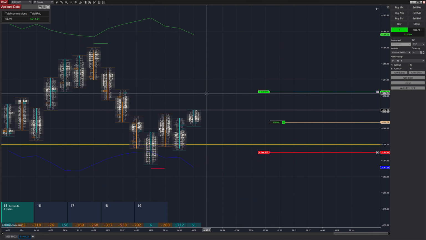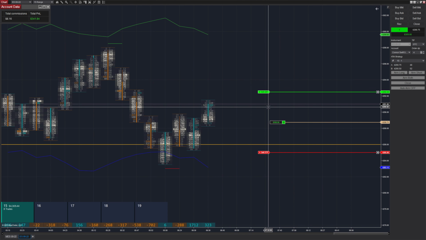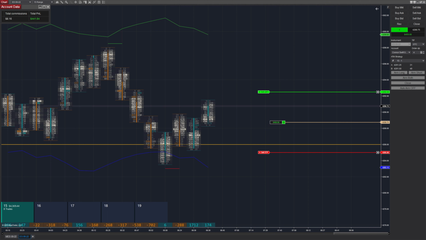Scrolling back into pre-market, you can see that price was consistently bouncing off of those reverse strength lines, so we did know that was going to be a really good entry on open.